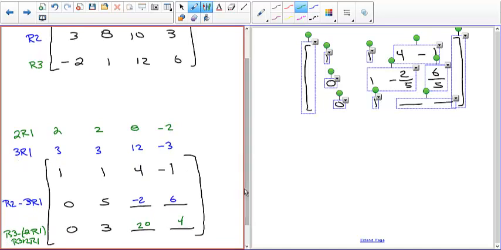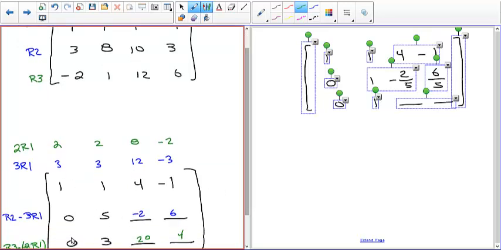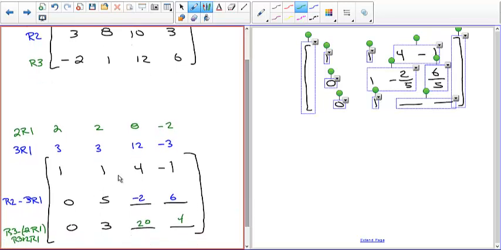Okay, I'm just making sure I did everything right here. So let's double check. I took 2 times row 1. This is double, double, double. Then I added these together. So these added together give me 0. This plus that equals that. This plus that equals 10. 6 plus negative 2 is 4. Okay, so that's the answer for the first part.